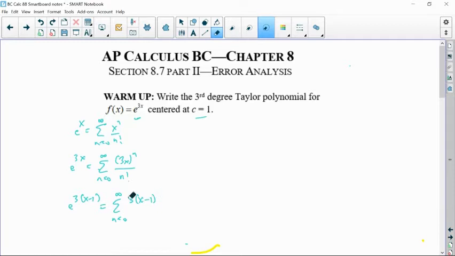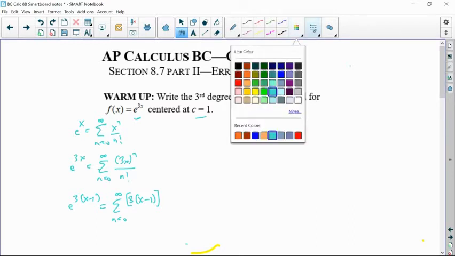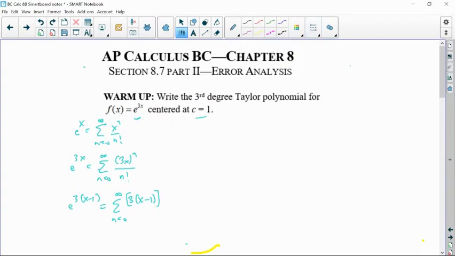I'm sort of laughing because even though I'm using a pen, for some reason the eraser icon is showing up. So that's fun. Let's see if this changes it. Nope, does not. 3x minus 1 to the n over n factorial.